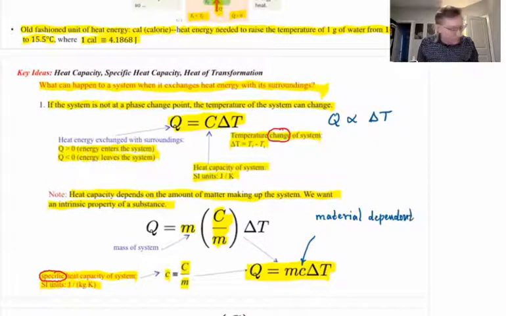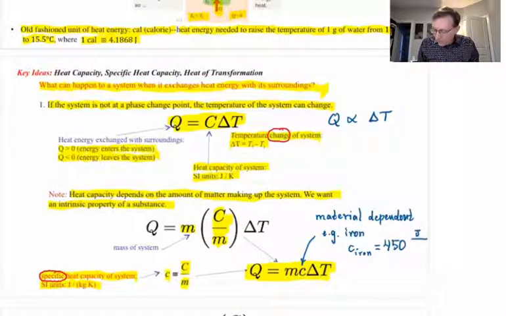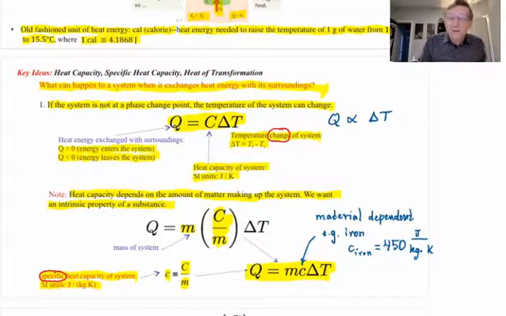You can look it up. For example, if you look up in your book the specific heat capacity of iron, little c, iron, you will find the number 450 joule per kilogram Kelvin. It takes 450 joules of energy to raise the temperature of 1 kilogram of iron by 1 Kelvin.